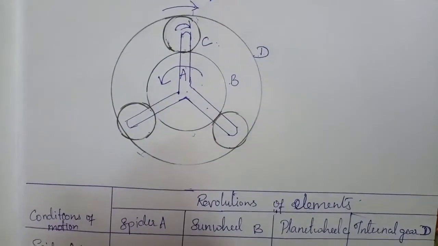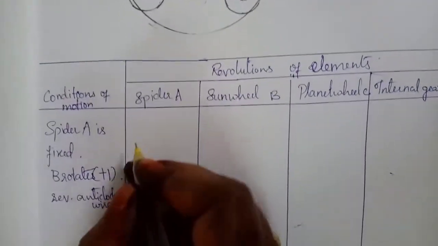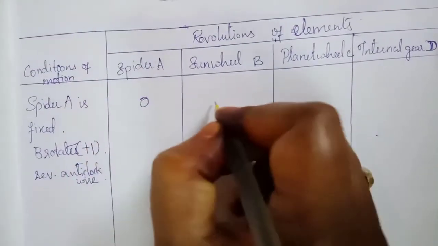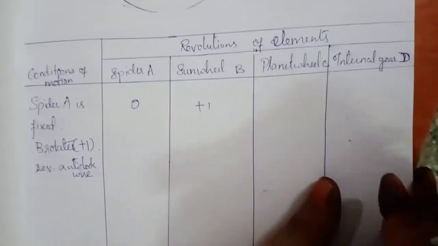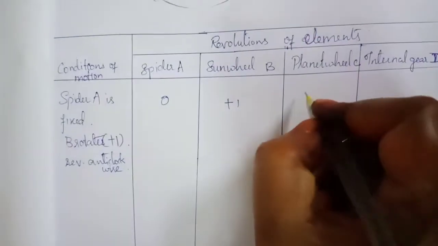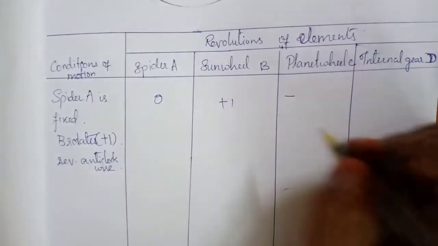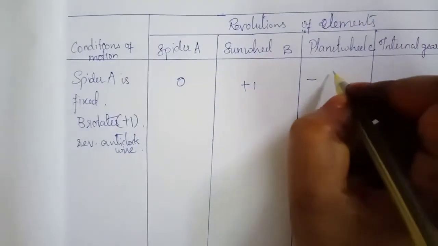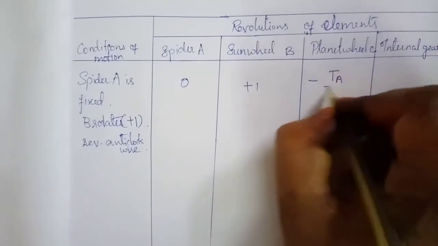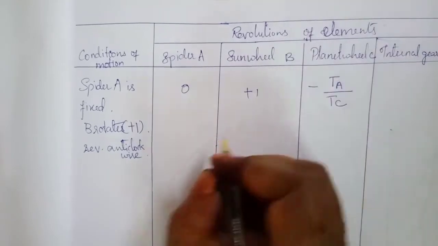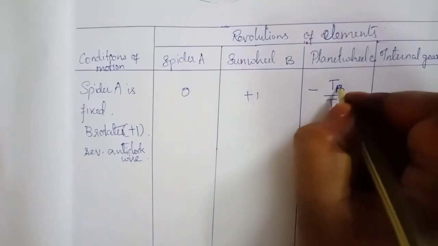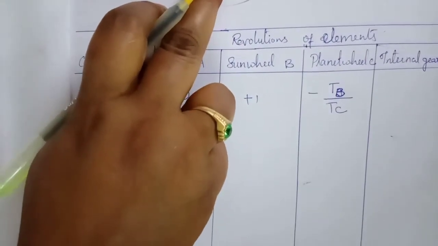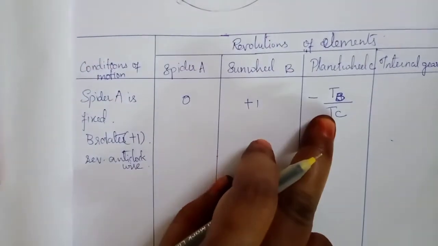So from this you just fill up the table. Spider A is fixed, so make it 0. Then sun wheel makes plus 1 revolution. And what about the planet wheel? Planet wheel makes minus. Then train value you have to give. So here the driver is TB, the sun wheel, and driven is TC, so TB by TC.